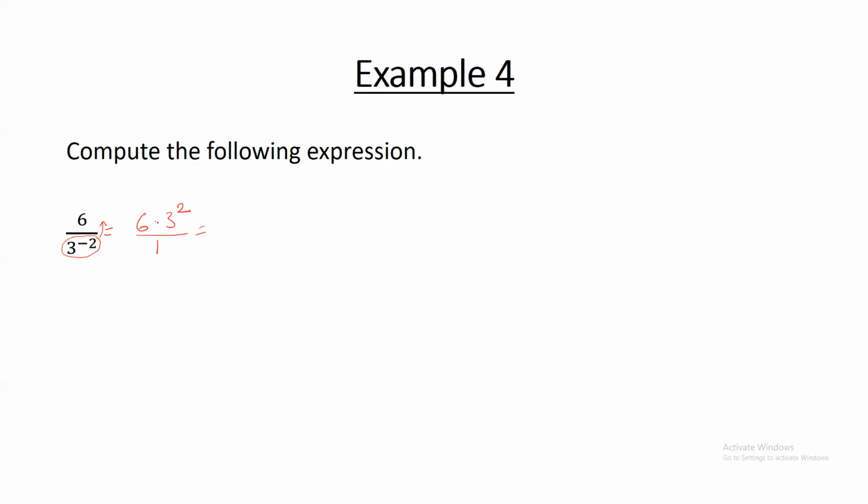Now remember, order of operations, we can't multiply the 6 by the 3 because exponents come first. 3 to the second power, 3 times 3 is 9, and 6 times 9 is 54, so the answer is 54.